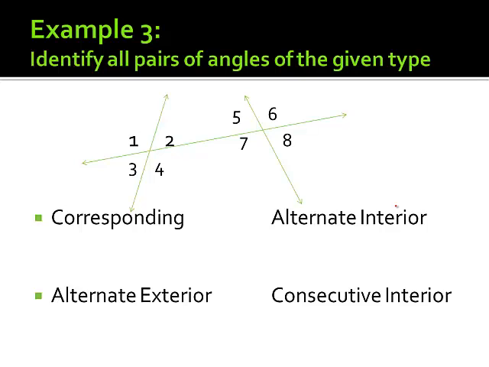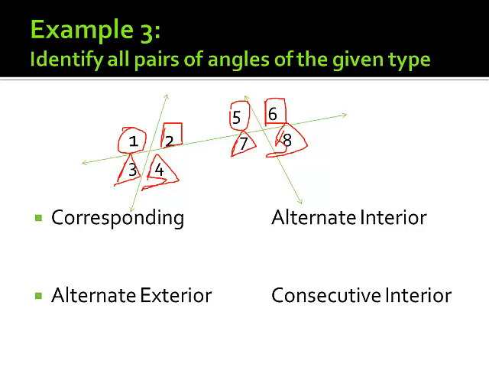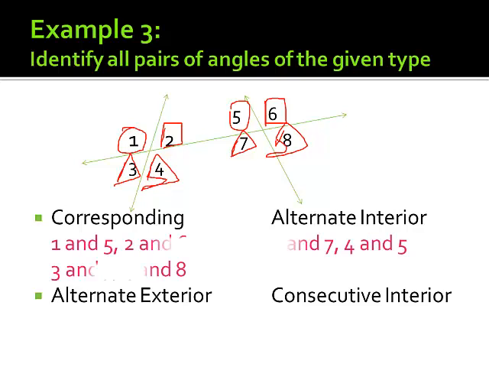So corresponding angles, remember, are similar positioned angles. What would be the corresponding angle with 1? The similar position would be 5. The corresponding angle with 2, similar position, would be 6. The corresponding angle with 3, similar position, would be 7. And last but certainly not least, let's do a star-ish thing, so they have the same symbol at least. Okay, so those are your examples.